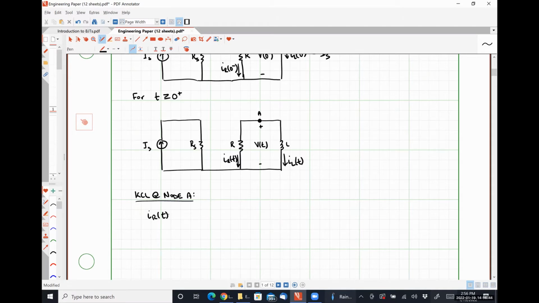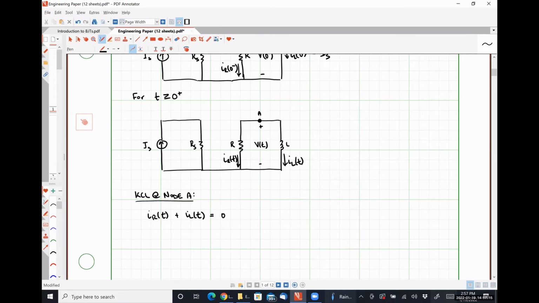IR of t, the current flowing through my resistor, plus IL of t, the current flowing through my inductor, sum together to 0. Kirchhoff's current law is the law of conservation of charge, so hopefully that makes sense, right? So IR plus IL should be equal to 0 based on the directions that I've given you guys, okay?